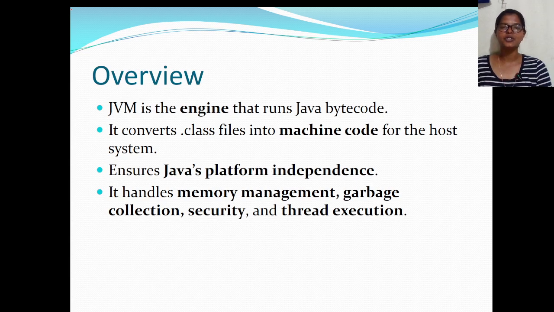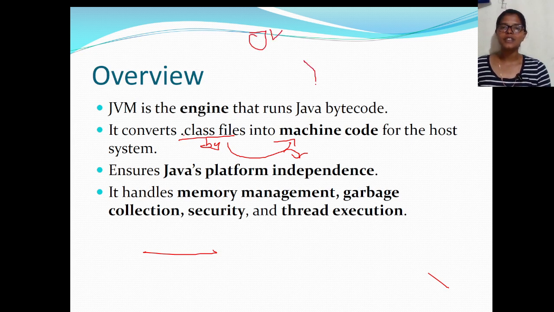It is like an engine of a bike. It runs the Java code. What does it do? It converts the .class file, or nothing but the bytecode, into machine code, machine-understandable code, and it makes Java platform independent and handles the memory management and security. Okay, this is the overview of the JVM. It runs the Java bytecode and converts it into machine code, makes Java platform independent, and manages the memory and security.